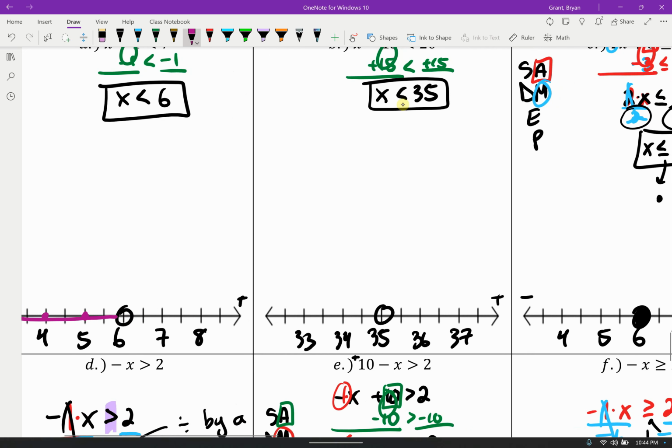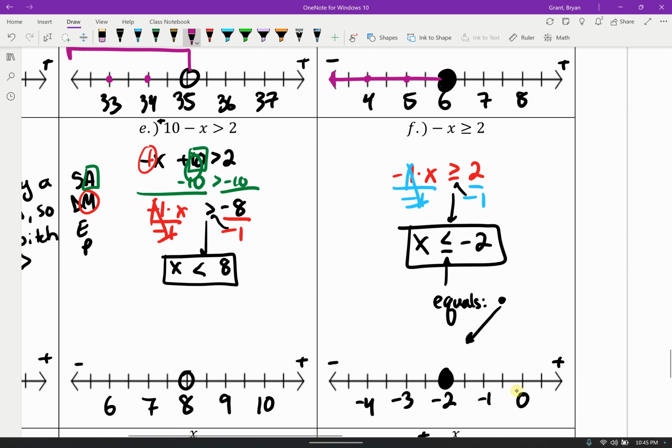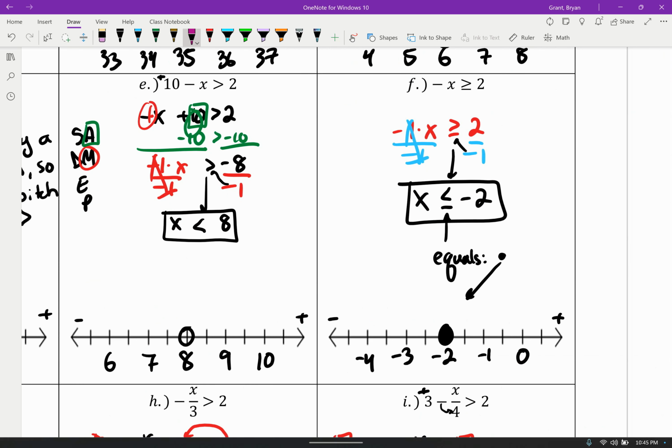Okay, what are numbers less than 35? Those are numbers like 34 and 33. So we shade to the left. Less than or equal to 6? Well, we already took care of the equals. What are numbers less than 6? 5 and 4. Okay, moving on through. Less than or equal to negative 2? Well, less than negative 2 means more negative. That's like negative 3 and negative 4.